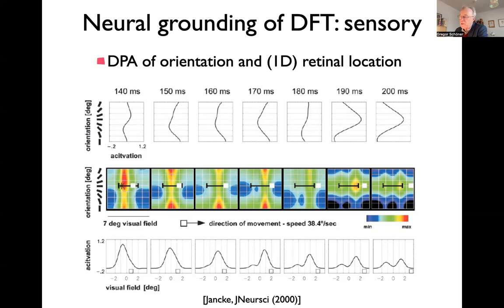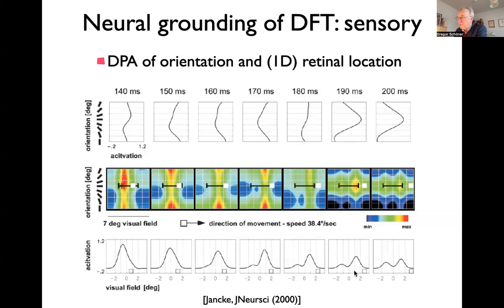This is from Dirk Janke's work in the year 2000. There's a little bar moving to the right and a little square moving to the right. As it moves to the right, it has a defined orientation that's horizontal. And if you look at different time slices, you see that the population distribution of activation is initially flat, and then it develops a peak around the horizontal dimension. So it extracts this orientation that comes from the movement. And if you look at the spatial location that's encoded in the population, you see that it is moving with the stimulus.